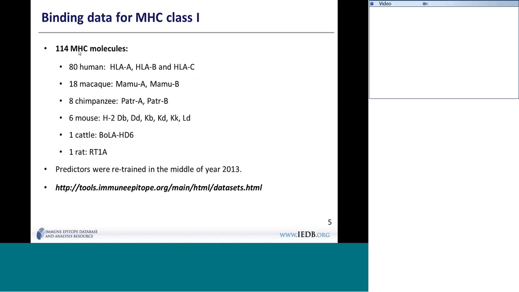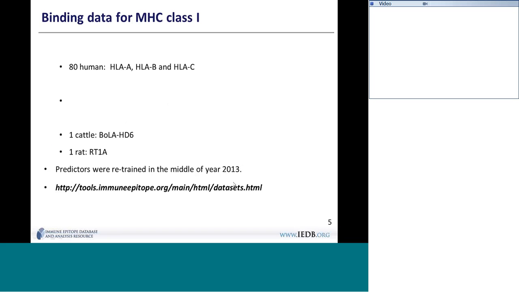It's also important to mention that we cannot include all the possible binding data sometimes because we have to have a good coverage for each allele. So each allele has to have at least 50 data points in order to be included for the training. That's enough for the method to learn something. And you can find this data set online also if you would like to see it.